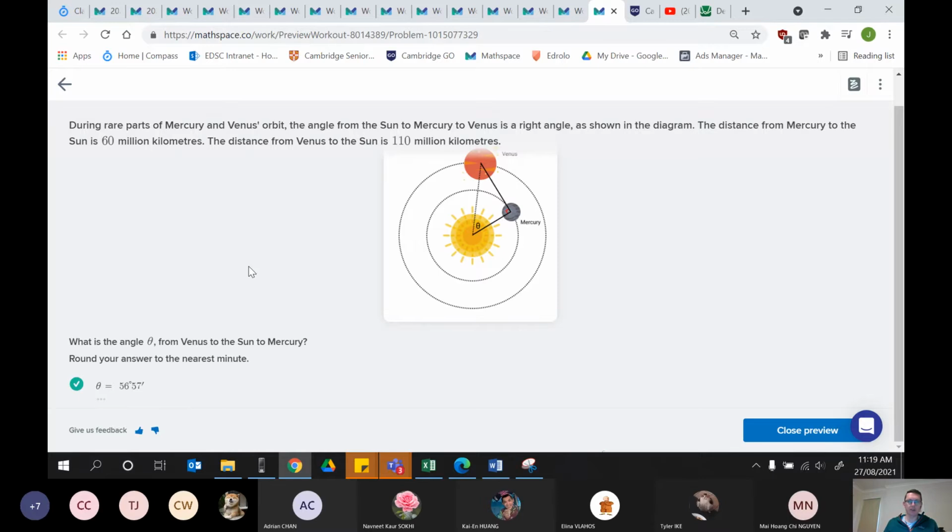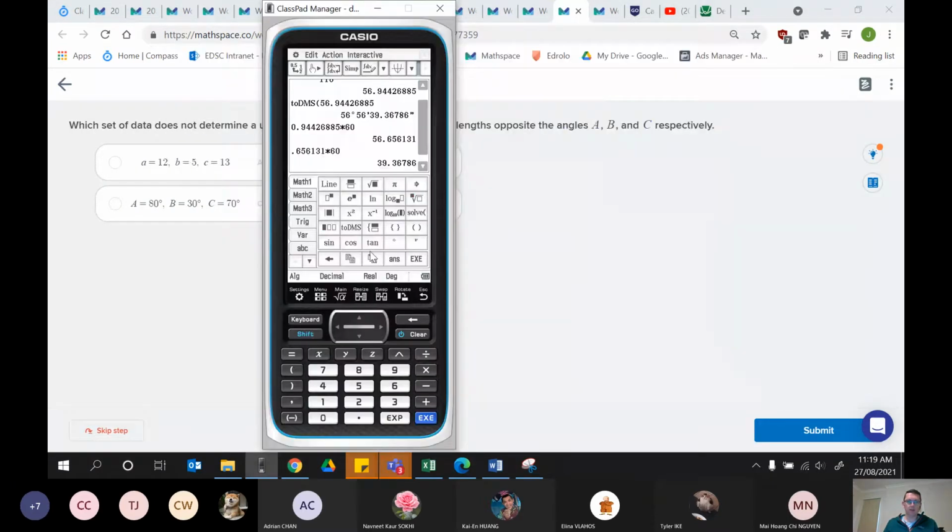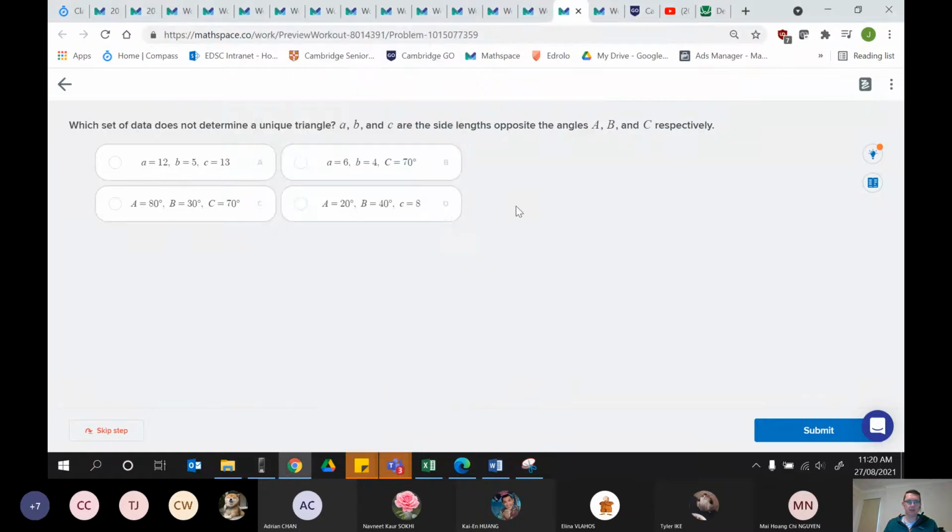56 degrees and 57 minutes. So that one there is good. And thanks, Dollar, for that one. 2 degrees, minutes, seconds. Super easy. Did not know about that one. Let's share that one with the team.